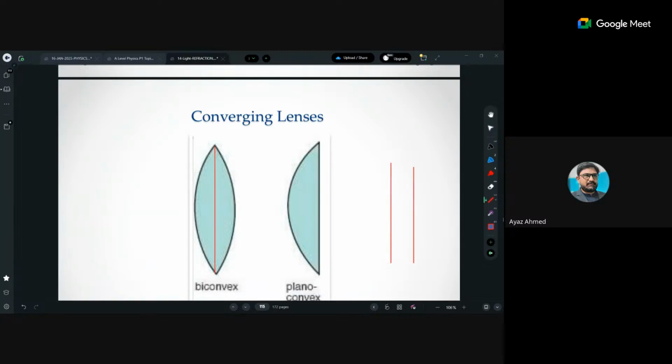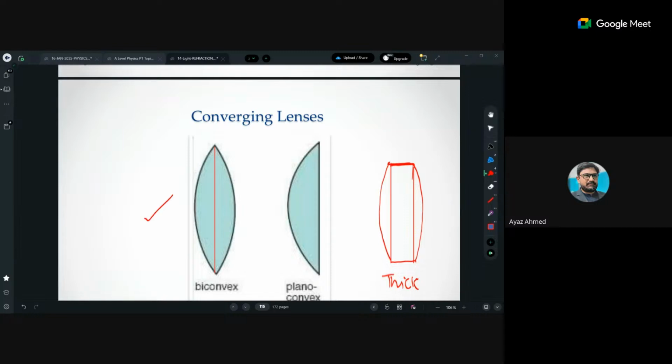In simple words, I am telling you that this is a lens, this is a plano-convex lens, and in between you have merged a glass slab. So this is a thick lens. This is the difference between thick and thin lenses. So we have these lenses to be discussed.